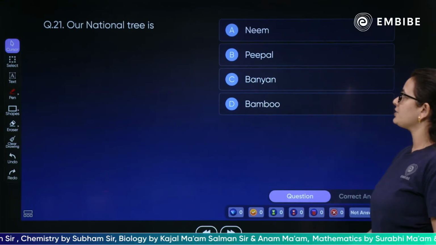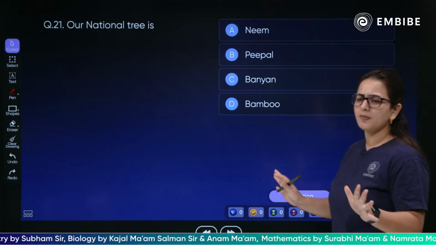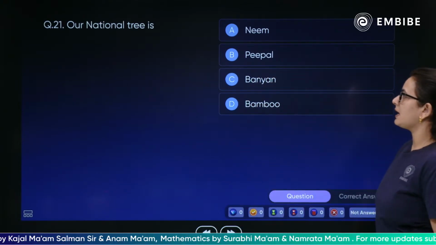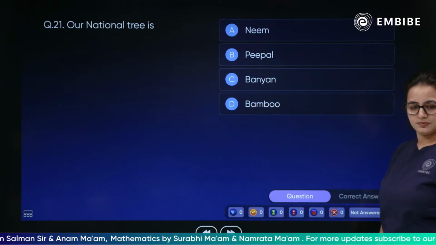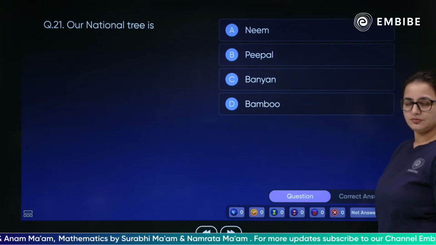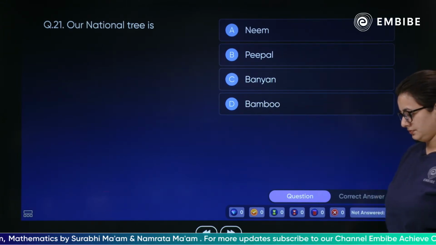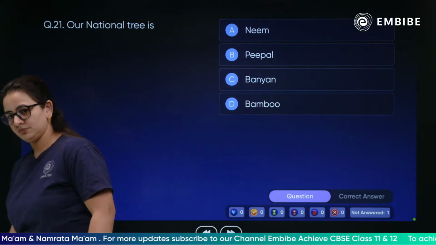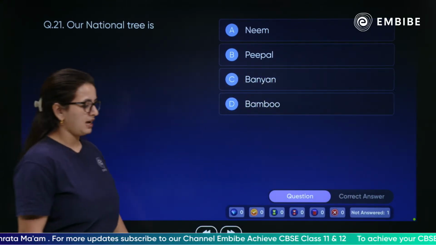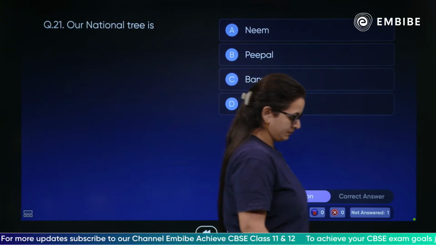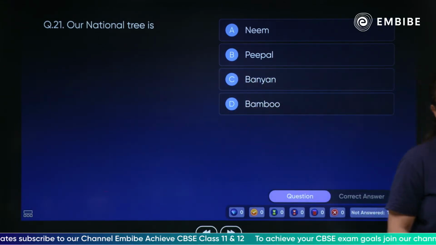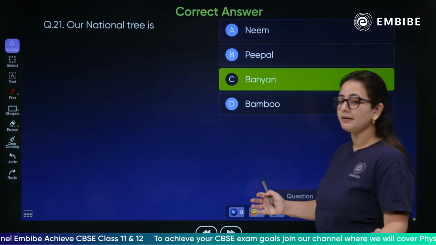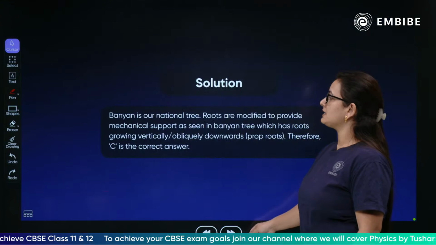Next, our national tree is, this is very simple. Everybody knows what our national tree is. Which among them is the national tree? The correct answer is the banyan tree. You know that the banyan tree is absolutely huge. It is our national tree.